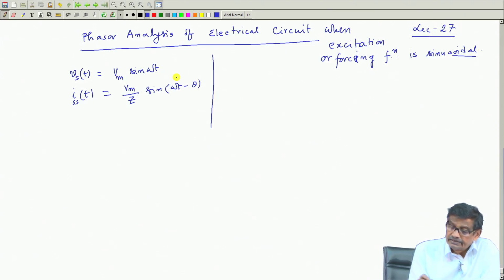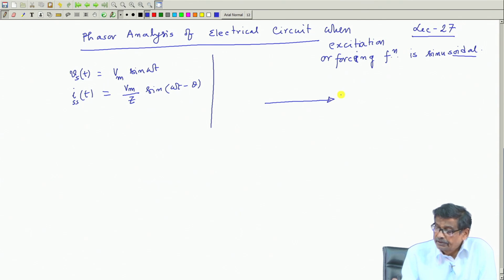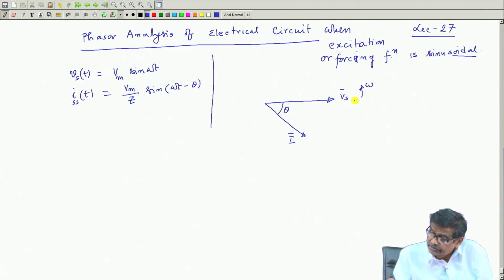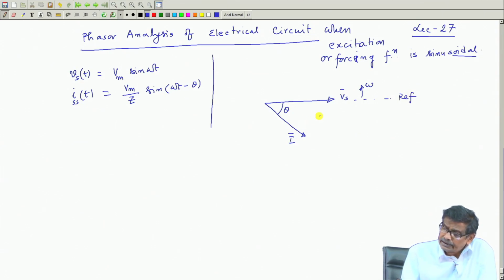So, if Vs(t) is this, then Vs can be represented as a phasor moving with a speed omega, and the current can be represented as a phasor I bar, and it will lag Vs by an angle theta. Suppose this is the reference phasor you have drawn in the plane, and both of them are moving with omega. So, that is fine.